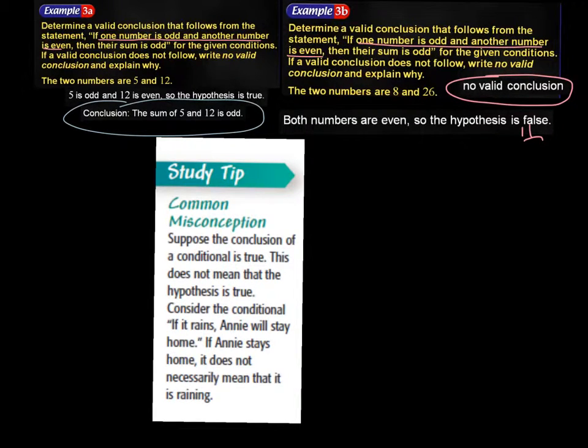Suppose the conclusion of a conditional is true. This does not mean the hypothesis is true. Consider the conditional: if it rains, Annie will stay home. If Annie stays at home, it does not necessarily mean that it is raining. Maybe she was watching TV and couldn't possibly leave the house. I don't know.